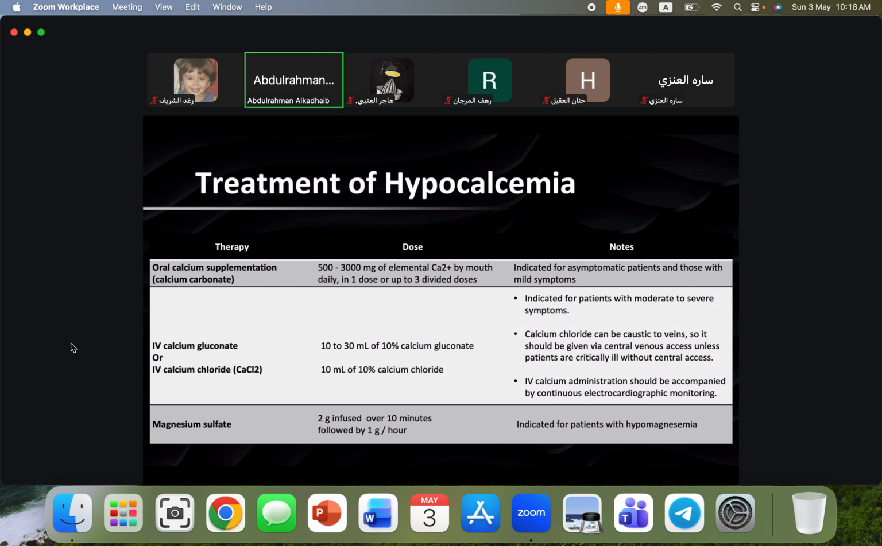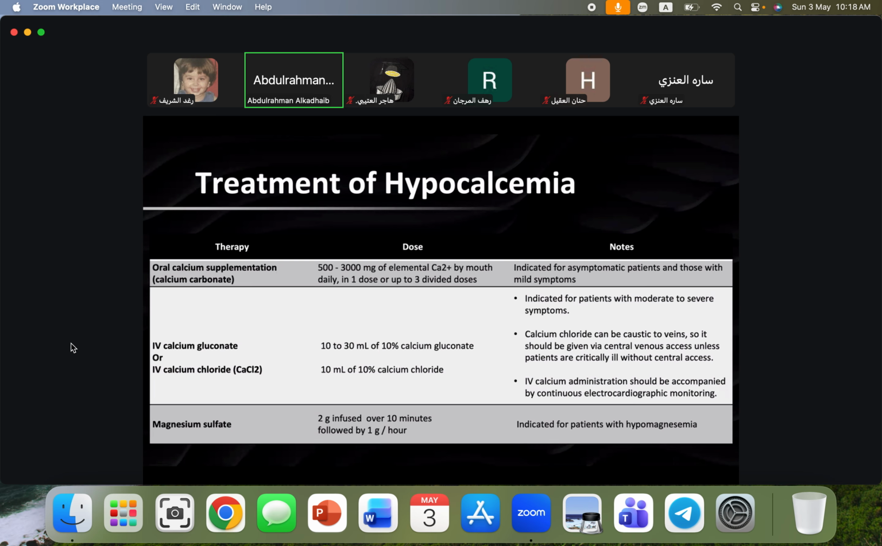And just keep in mind that calcium replacement, when it's given through the IV line, is usually very irritating to the veins. So we usually give it through a central line, which is a venous line that is larger in diameter, and we usually insert it in one of the large veins in the body, like the femoral vein or the internal jugular vein or the subclavian vein.